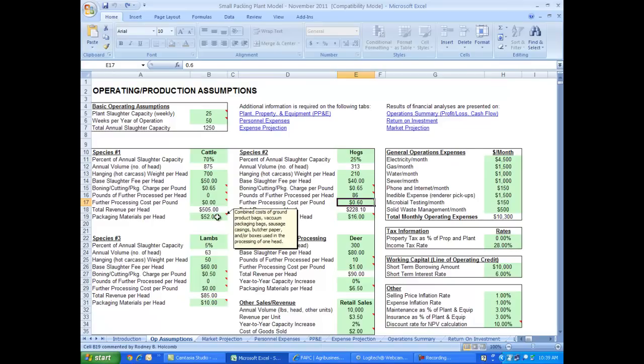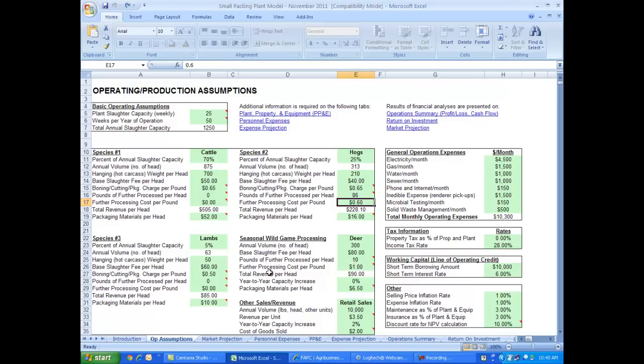Now you also get to enter any information about packaging materials. These costs can vary depending on whether you're using plastic and butcher paper to wrap these products, or if you are actually using vacuum packaging and boxing the final product. For each one of these 3 species, you can provide all of this information.